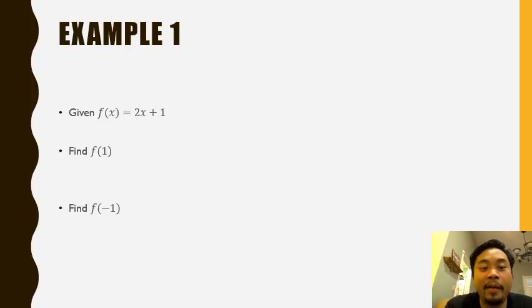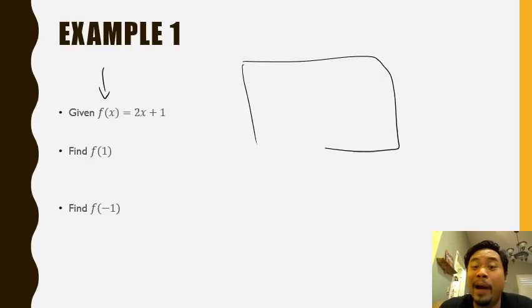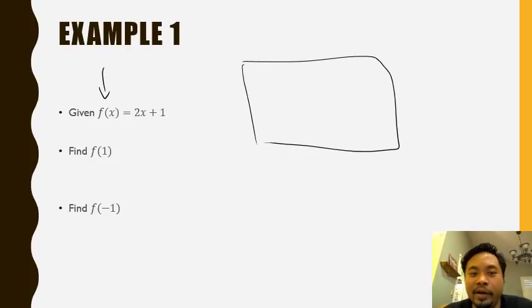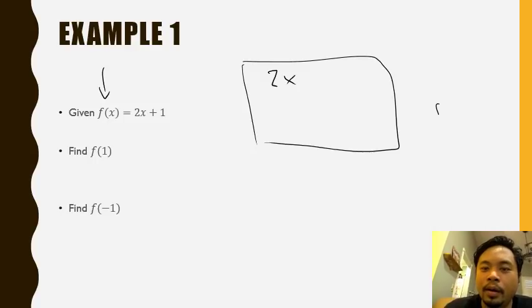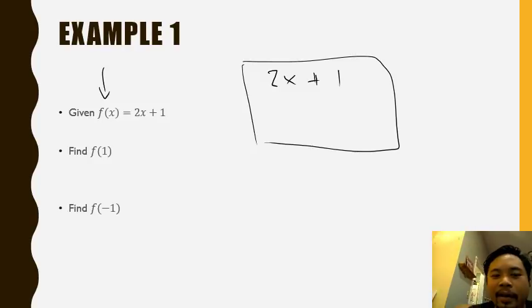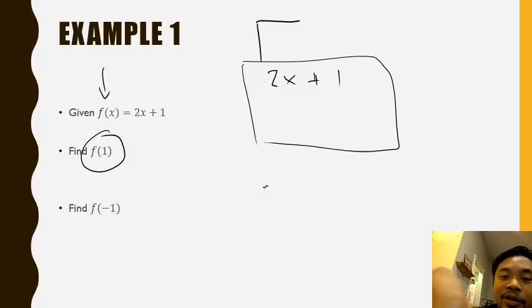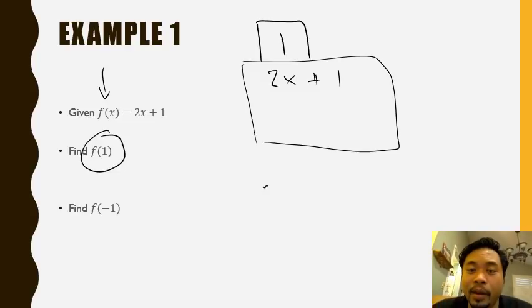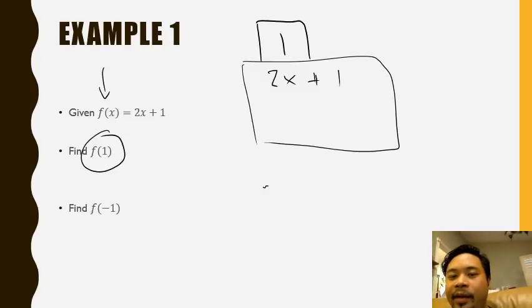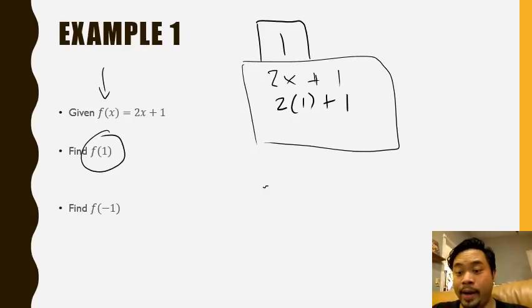What you can see is that I've got my f of x here. Now what that means is that my machine is described by this particular algebraic expression, which is 2x plus 1. This machine is going to change everything that I put into it by this type of expression. So if I'm looking at my first question, finding f of 1, that means that what I'm inputting into my machine is the number 1. That is going to get replaced in my function machine everywhere that I see an x.